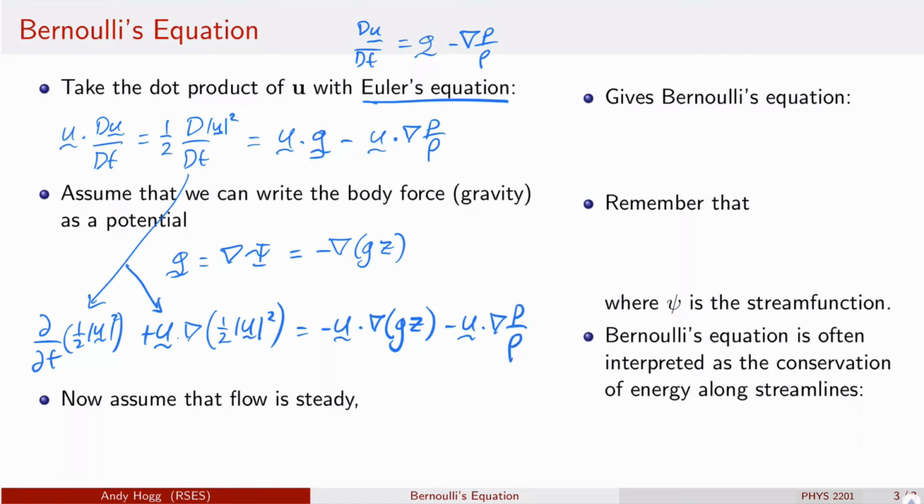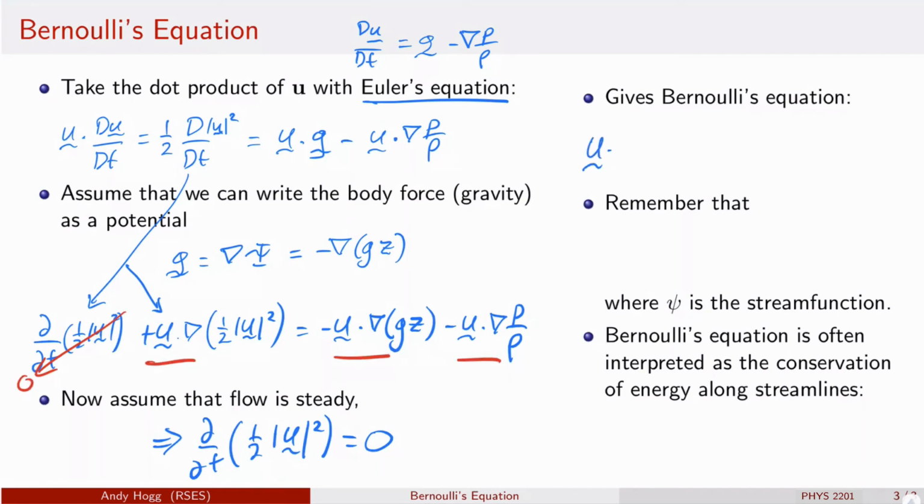All we need to do now is assume that the flow is steady, in which case the local kinetic energy won't be changing in time, or d/dt of half u squared is 0, and we end up with three terms that all have a u dot grad in front of them. And this is Bernoulli's equation. u dot grad of half u squared plus gz plus p on rho is equal to 0.